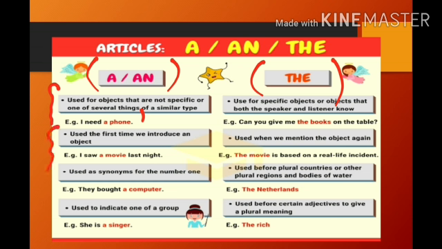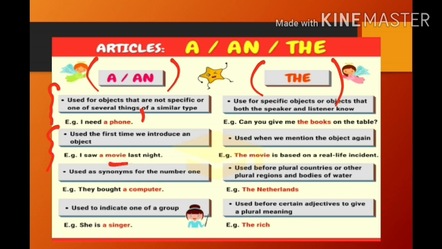See here the next. Used the first time we introduce an object. When we are introducing an object for the first time, there also we should use a and an. Suppose, like here, the example is written. I saw a movie last night. हम कल एक मूवी देखें. Here the movie is not specific. ठीक है, कौन सा मूवी देखें, क्या मूवी देखें, ये स्पेसिफिक नहीं है, बस एक मूवी देखें.